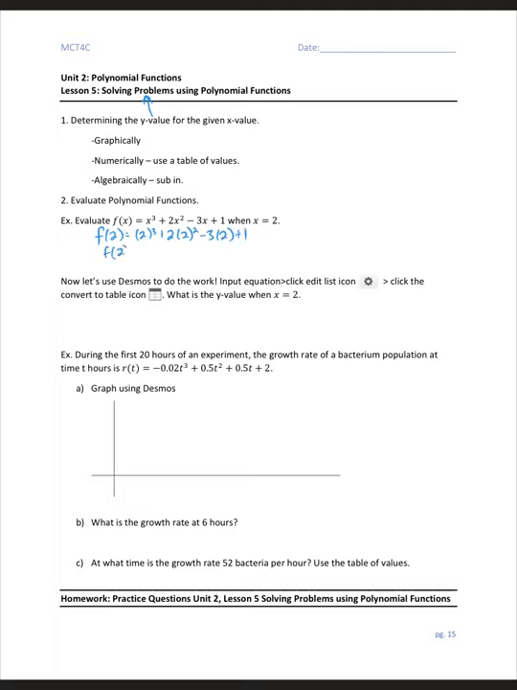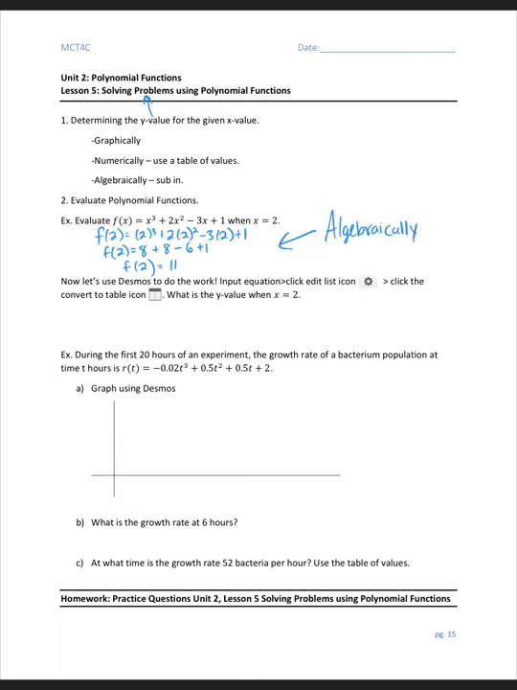So f(2). 2 cubed is 8. 2 squared is 4 times 2 is 8. Minus 3 times 2 is 6 plus 1. So f(2) equals, 8 plus 8 is 16. 16 minus 6 is 10. 10 plus 1 is 11. All right, so this is algebraically. So that's one of the strategies where we're given a value for x and we sub it in.